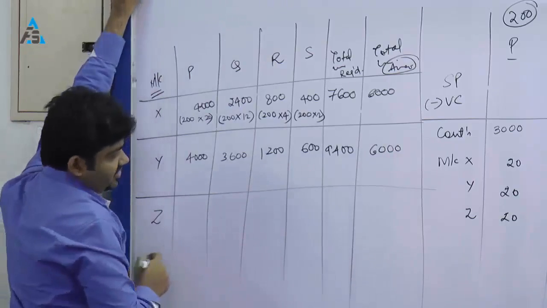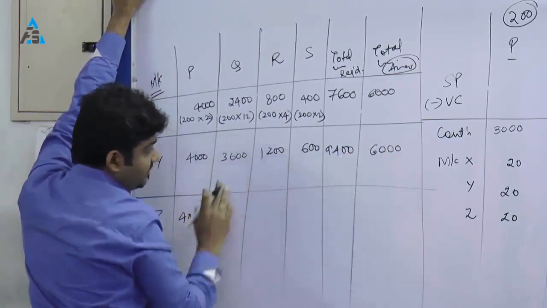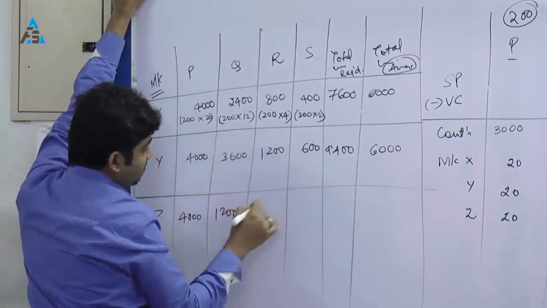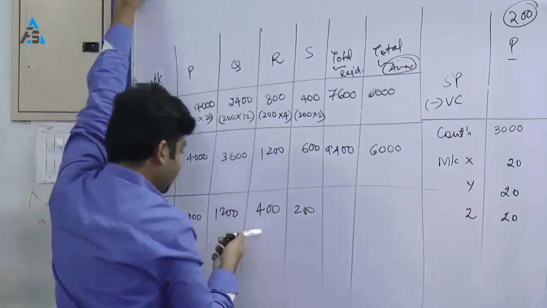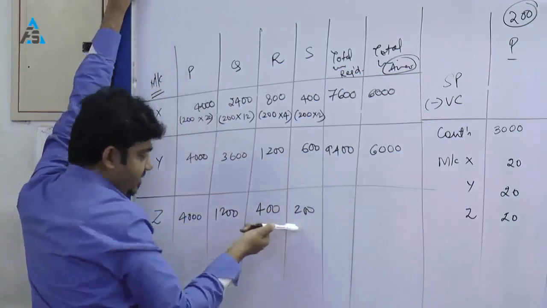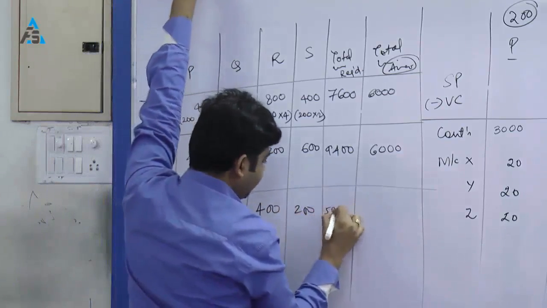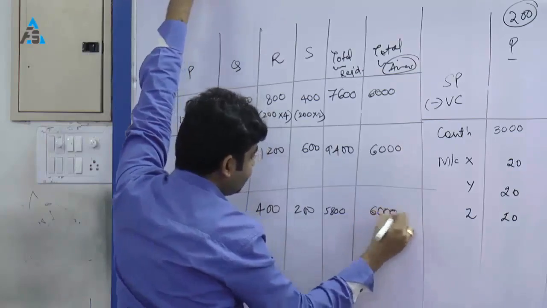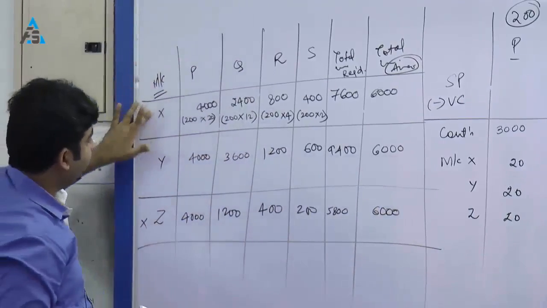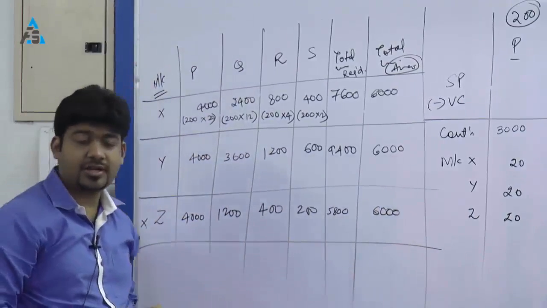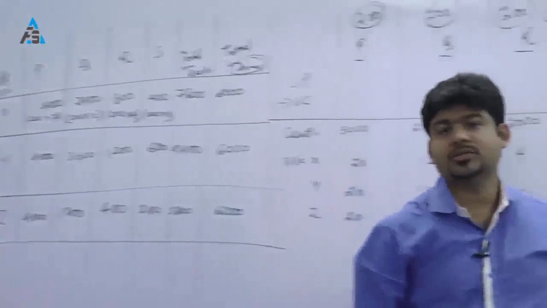Now for Z, it is 4,000. 200 into 6, 1,200, 200 into 2, 400, 200 into 1, 200. So 1,200 and 400, 1,600 and 200, 1,800. Plus 4,000, that works out to approximately 5,800. Total hours available is 6,000, so this is not a limiting factor. X and Y are limiting factors. Now the question arises, out of X and Y, which one is to be considered on priority?